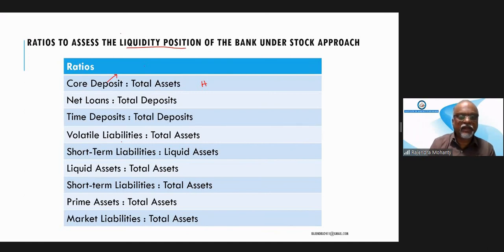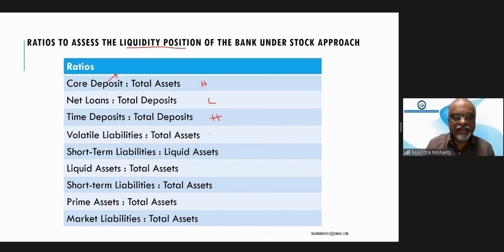Volatile liability should be lower, sir. Lower. Think again and tell me. Since it is liabilities, it should be higher. Volatile liability to total asset: higher, sir, higher. Given this second position I have given.